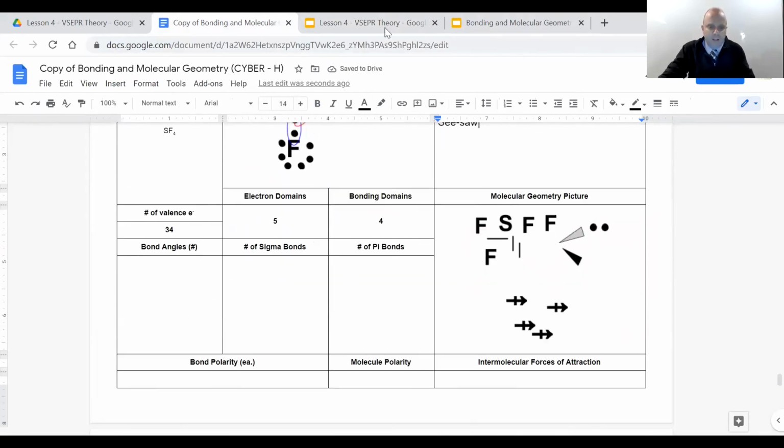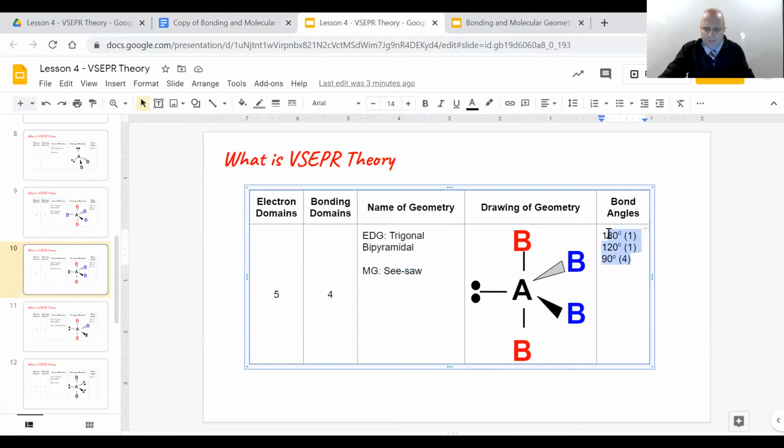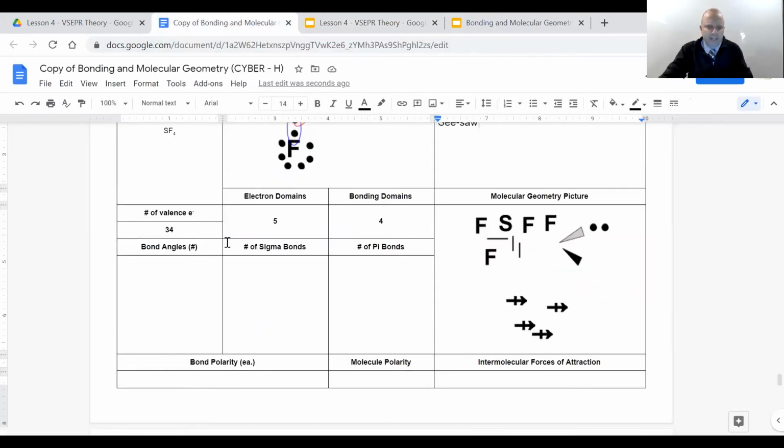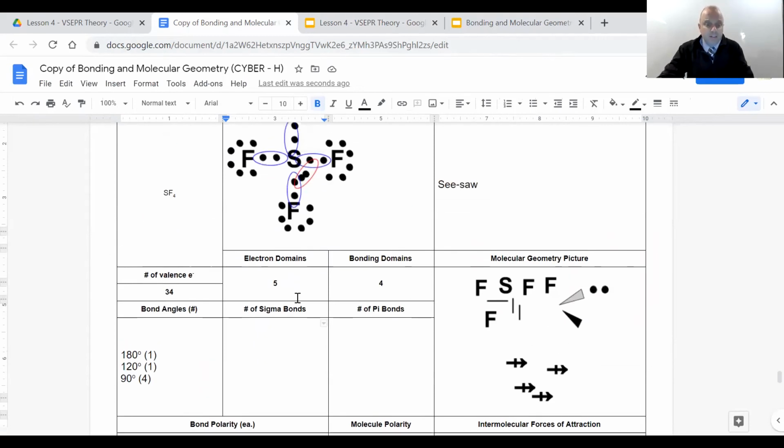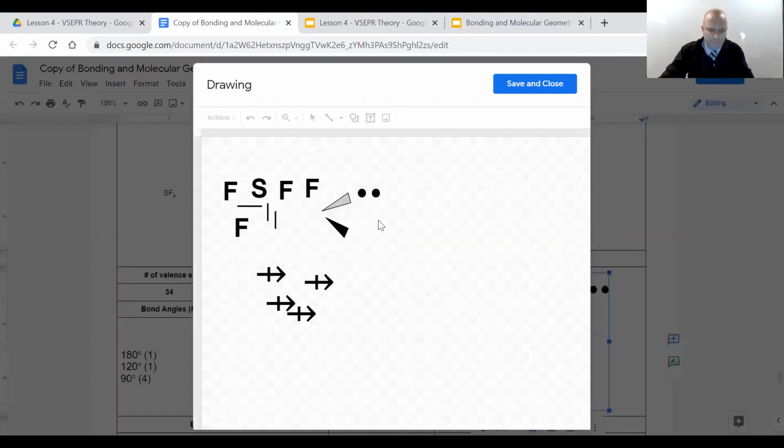Okay, and then finally, while I'm on that, I'm just going to grab all these different bond angles here. The 180, the 120, and the 90. And if you're wondering where those are coming from, go back and look at the VSEPR video, the VSEPR Theory Guide video, where I went through all of that information. Okay. In this one, we have 4 sigma bonds. We have no pi bonds.